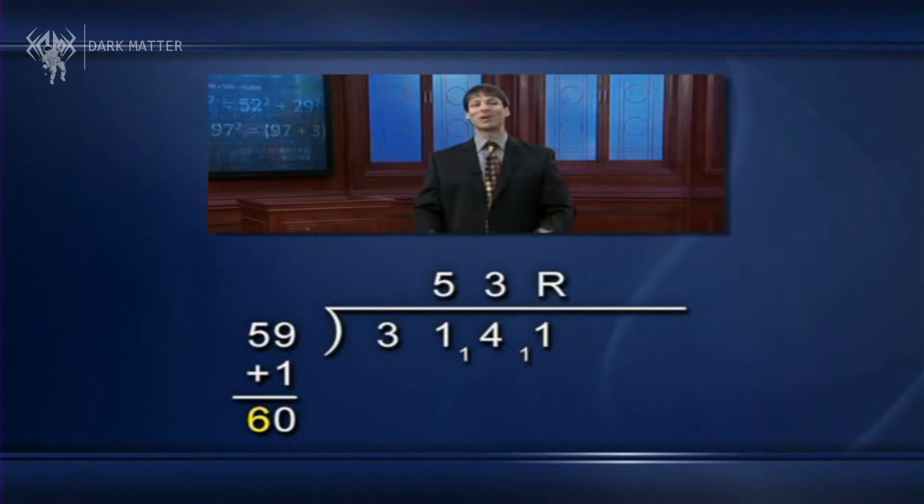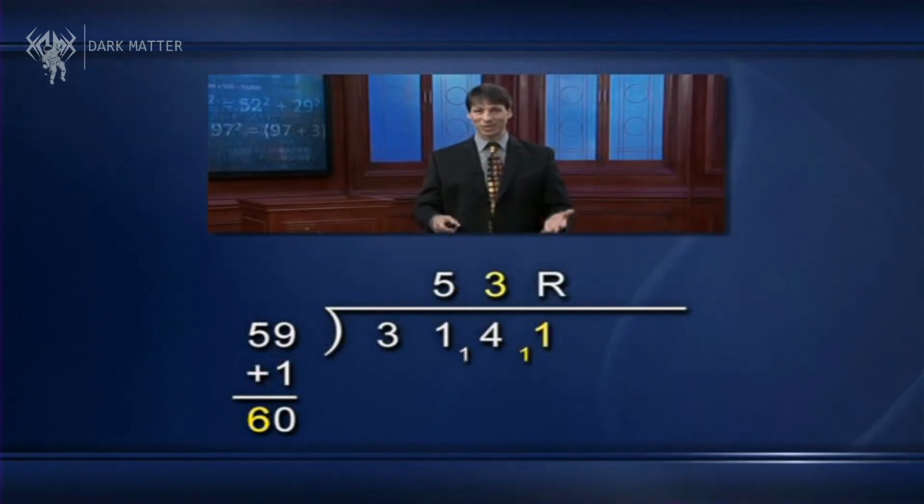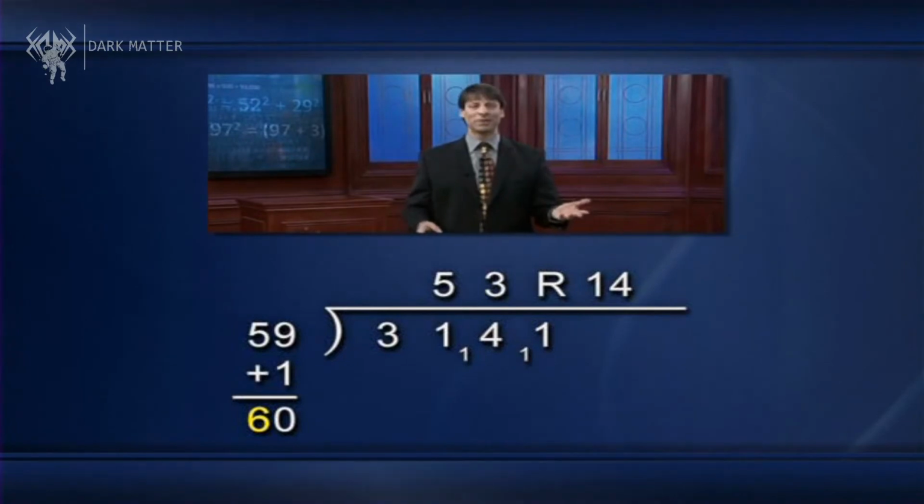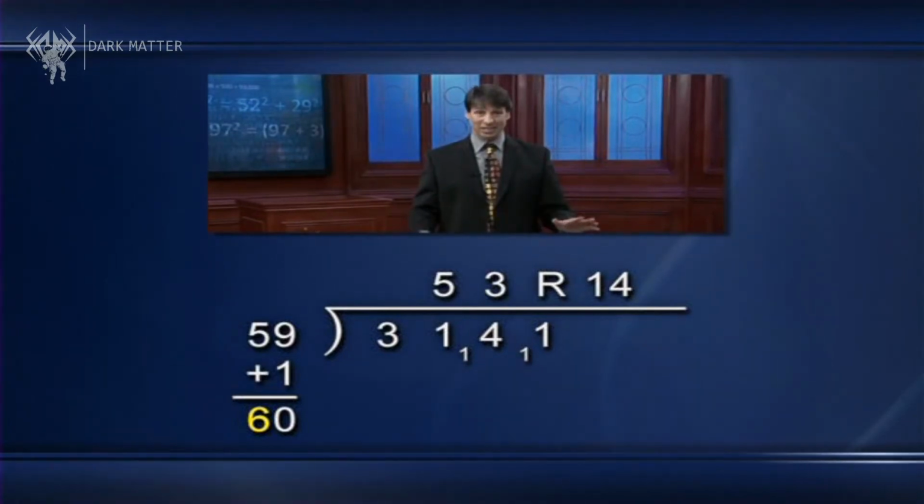That's our remainder. Our remainder is 11 plus 3, which is 14. So there's your answer, 53 with a remainder of 14. This is definitely shorter than long or short division. There were no multiples of 59 ever used in this problem. There's just one more situation to cover.